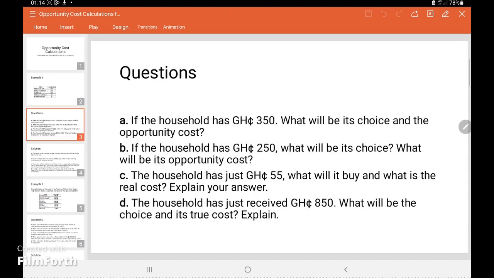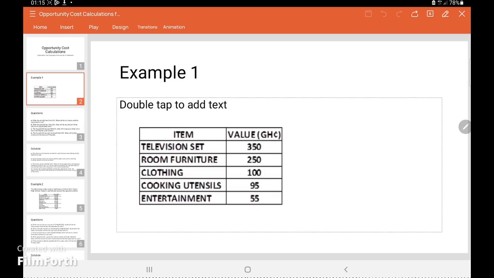The questions are: A, if the household has 350 Ghana cedis, what would be its choice, and what would be the opportunity cost of that choice? So let's go back to the table and use it to respond to these questions. If the household has 350 Ghana cedis, the choice will be that it will buy television sets.